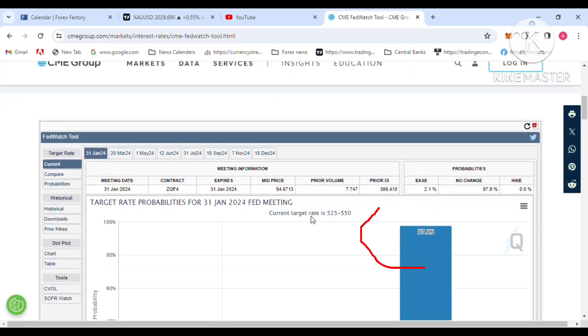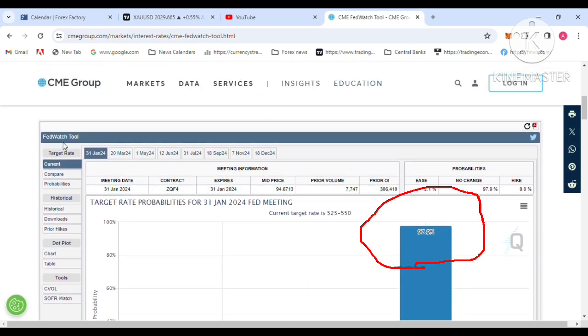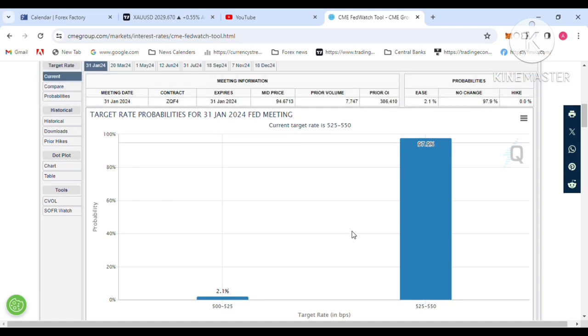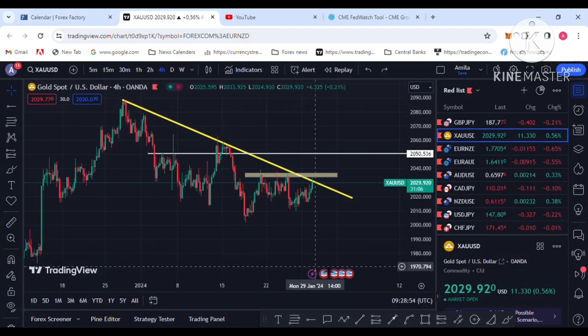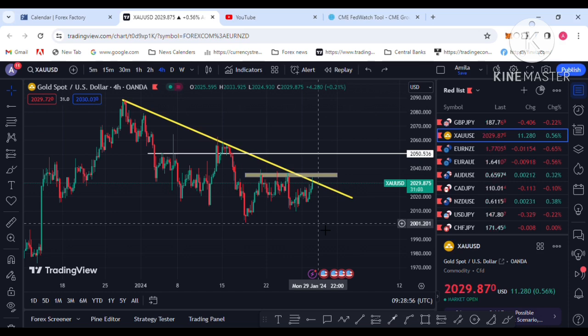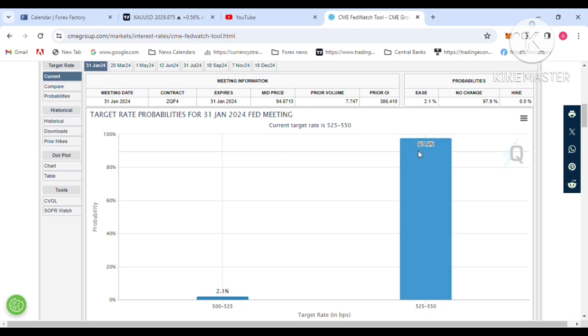Now I am going to the FedWatch Tool website. You can see the January 31st FOMC meeting: 97.9%, almost 100% priced in for the rate hold. So the market has already priced in the Fed holding the rate at 5.5 in this meeting. Since it is already priced into the market, the dollar is not in demand.